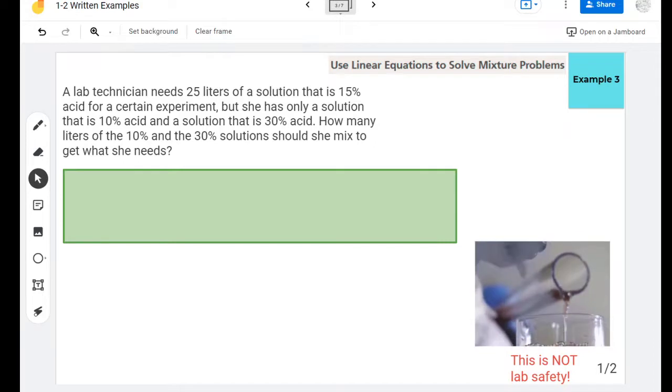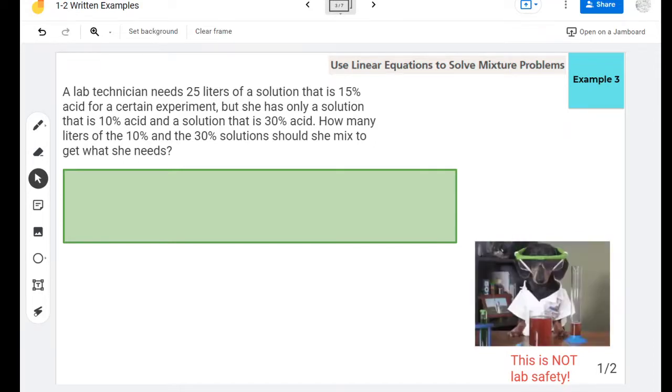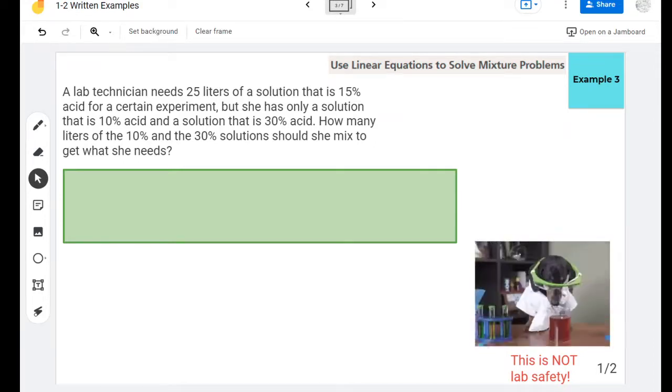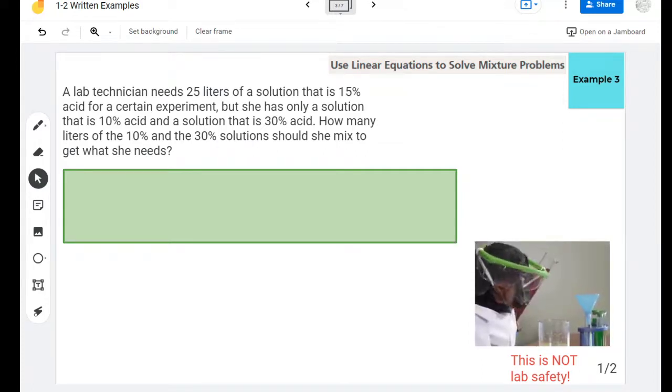In today's video, I'm covering example 3 from section 1-2 in the SavvasRealize Algebra 1 textbook. The goal of today's video is to use linear equations to solve mixture problems.